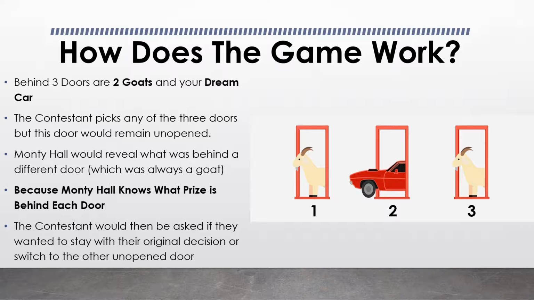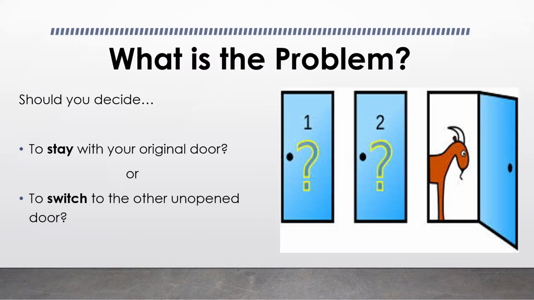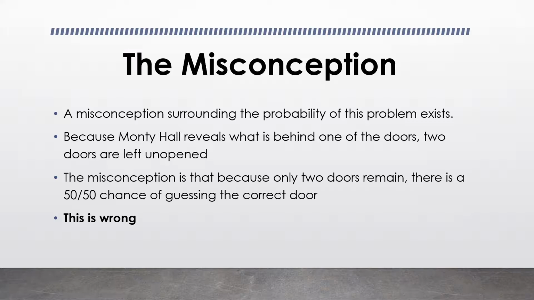And so the contestant would then be asked if they wanted to stay with their original decision or switch to the other unopened door. What is the problem? Should you decide to stay with your original door, or would you like to switch to the other unopened door? This is what drives a misconception: to think, there's 2 unopened doors, it's almost a 50-50 chance. However, this is wrong.